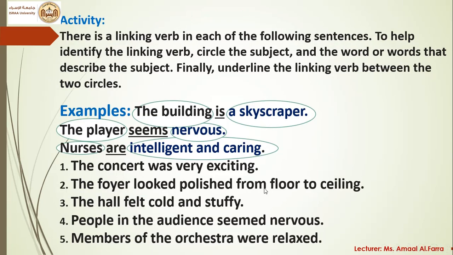Look at this activity. There is a linking verb in each of the following sentences. To help you identify the linking verb, circle the subject and the word or words that describe the subject. Finally, underline the linking verb between the two circles. Look at this example. The building is a skyscraper. The building here is the subject, it is circled. A skyscraper is a noun phrase, and it describes the building. Is is a linking verb and it is underlined.